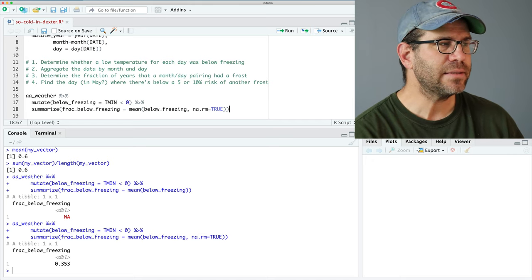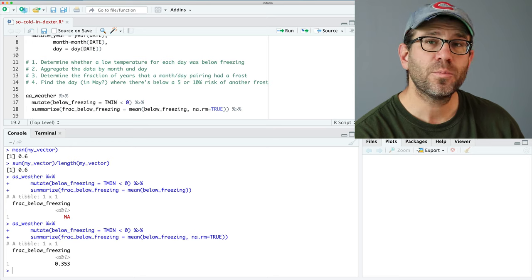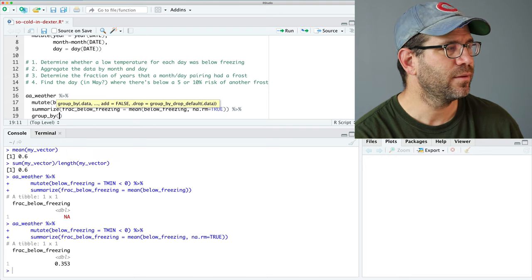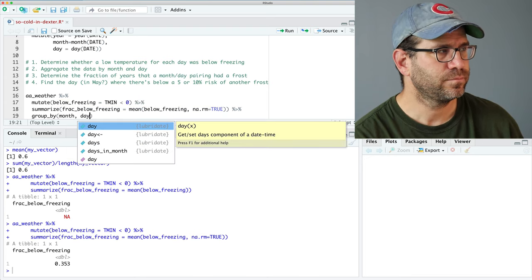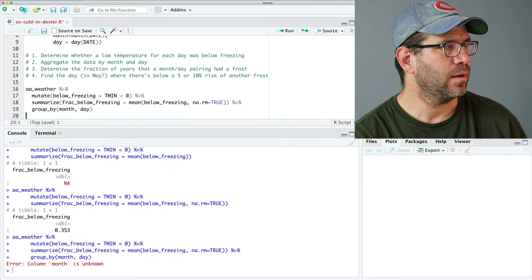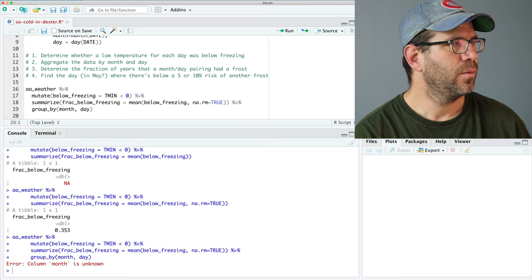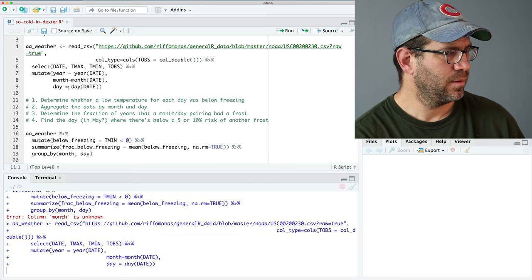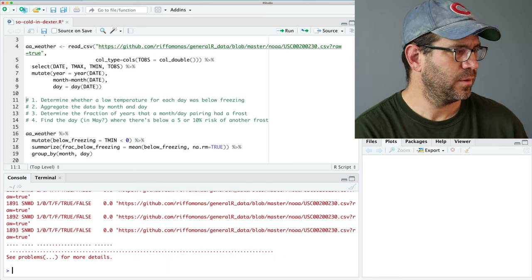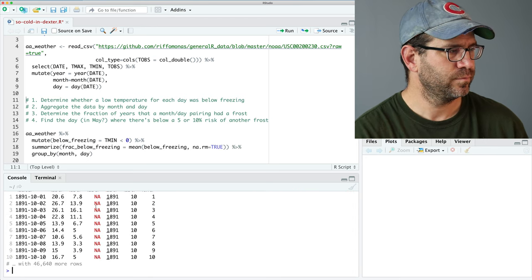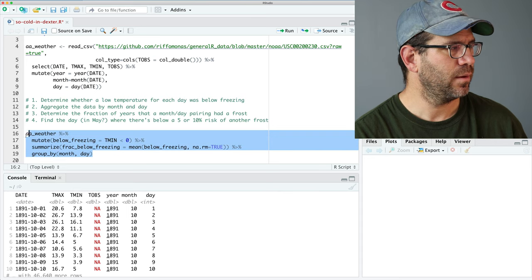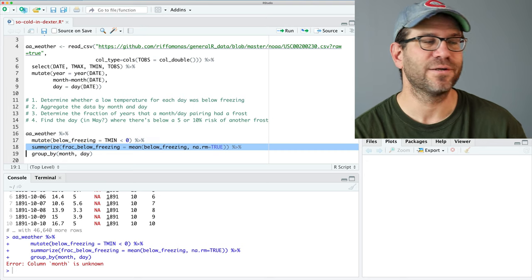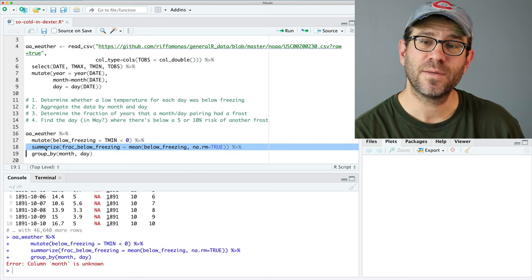So I can then add to this, like we've seen in previous Code Clubs, a group_by function. Group by month and day. It says it doesn't know month. Why doesn't it know month? Well, it should know month. Group by month, day. It doesn't know the month because I still have my summarize function in here, so I need to put my group_by before the summarize function.